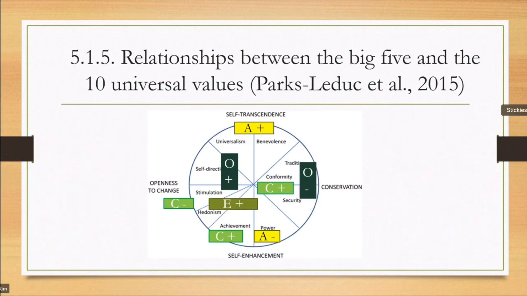So if your main focus is power, for example, you have to be low in agreeableness. On universalist benevolence, for example, you have to be high in agreeableness, etc., etc. So this also shows how this relates to one another.